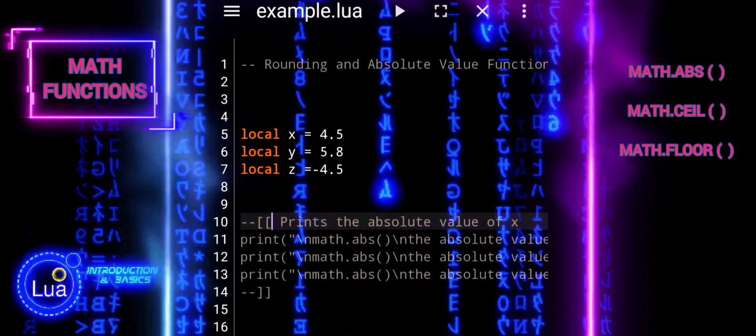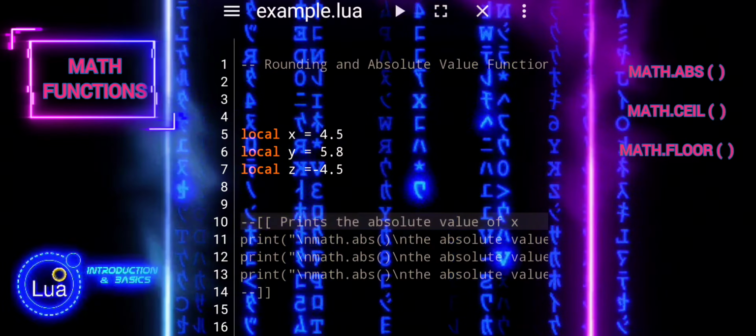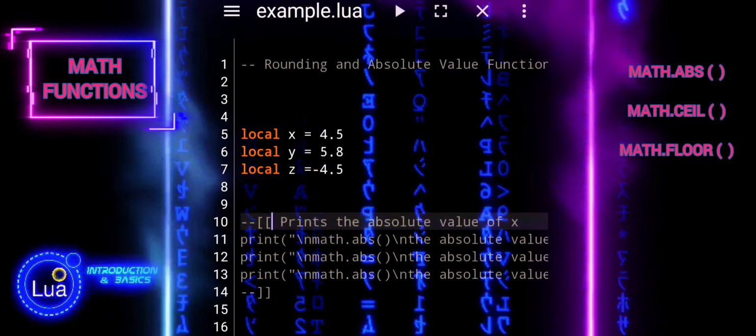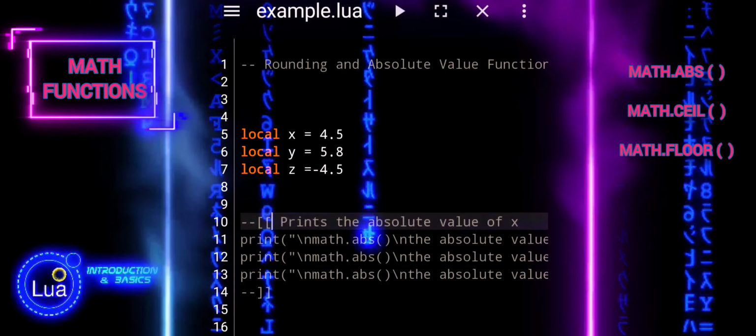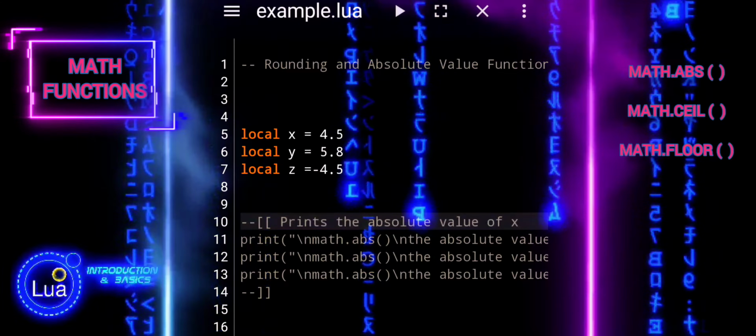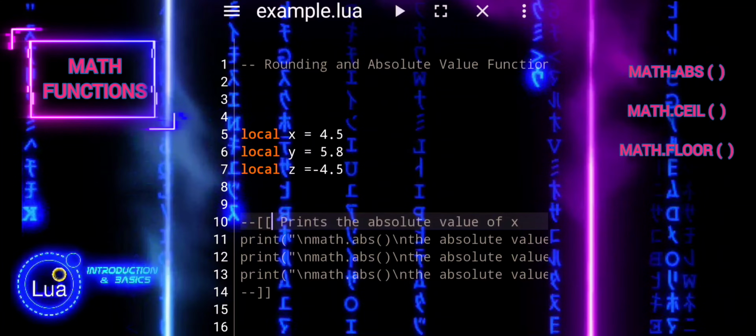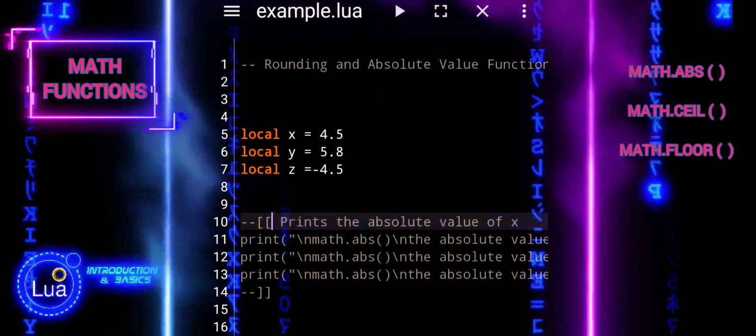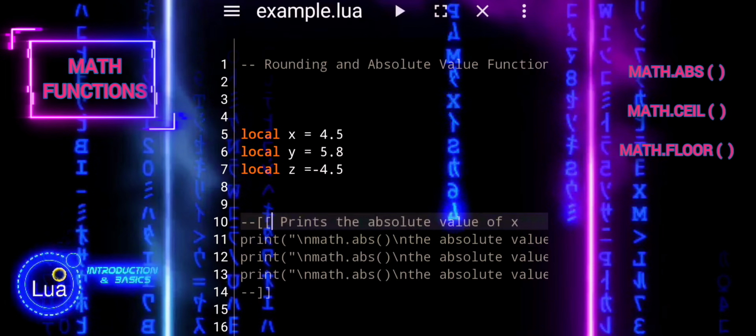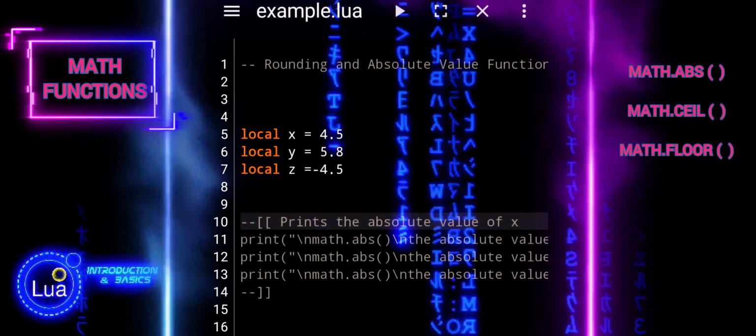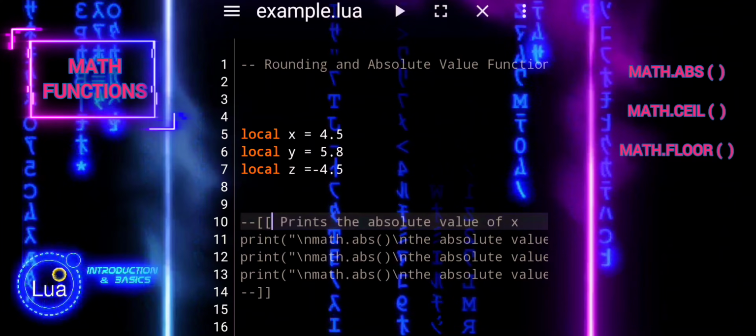Additionally, custom rounding functions, such as math.round, can be defined to round a number to the nearest integer. These custom functions typically utilize math.floor or math.ceil along with a specific rounding logic. Understanding and mastering these rounding and absolute value functions is essential for accurate numerical computations and data manipulation tasks in programming.